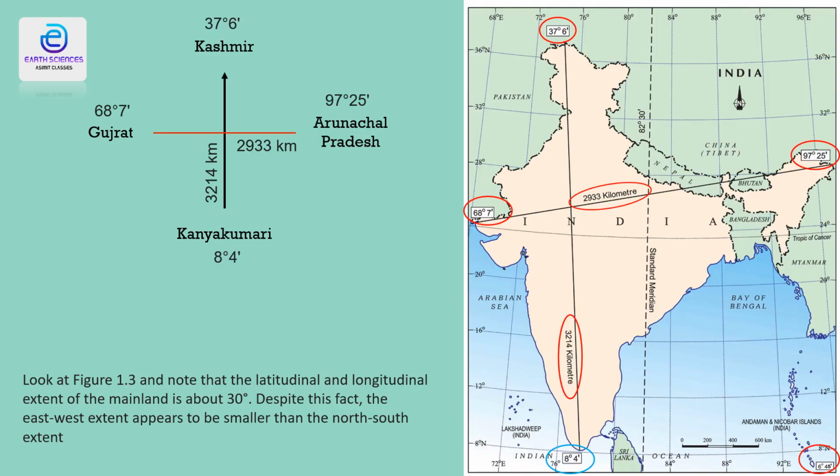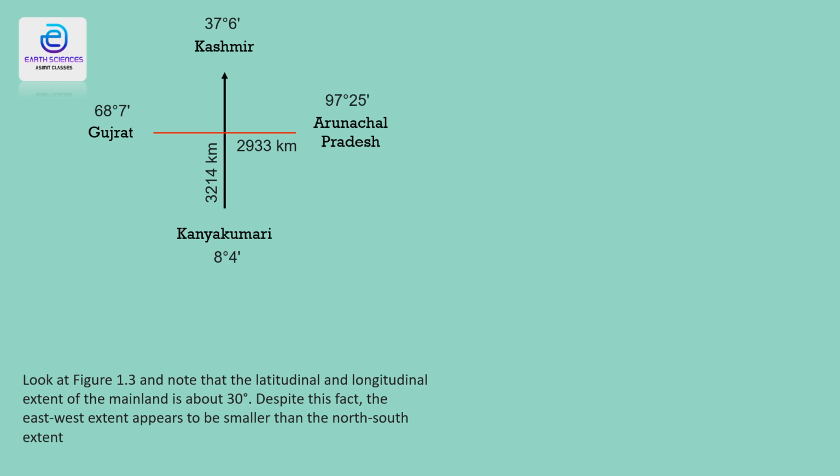We can notice from this figure that the latitudinal and longitudinal extents of the Indian mainland are about 30°. Despite this fact, the east-west extent of India appears to be smaller than the north-south extent. We can notice that the east-west extent is 2933 kilometers, whereas the north-south extent is 3214 kilometers. The reason for this is that the latitude lines have similar distances everywhere on the globe, whereas the longitude lines taper towards the pole.